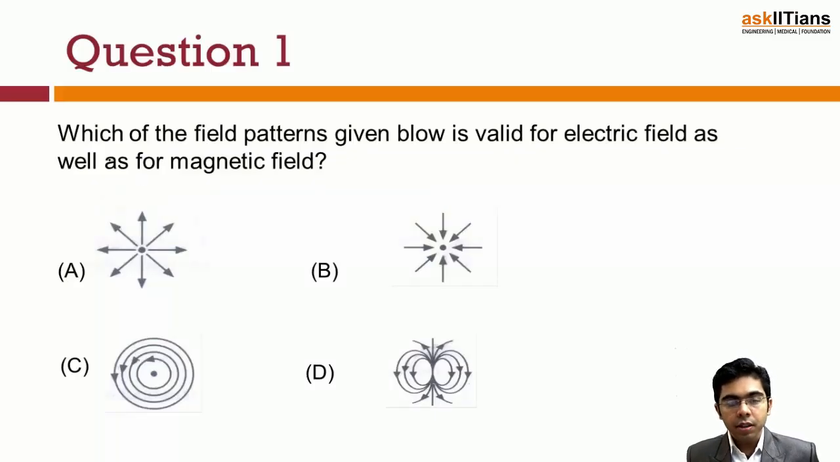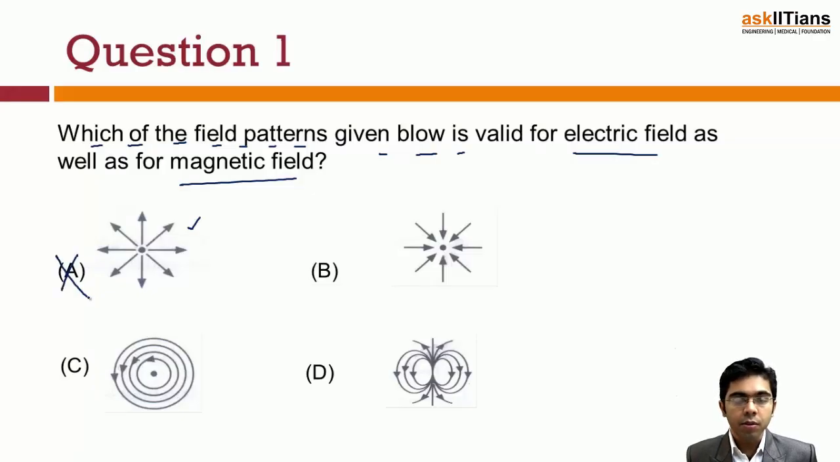The first question says, which of the field patterns given below is valid for the electric field as well as for the magnetic field? If you look at option A, this shows that we have a positive charge and the field going outside. So according to this, for the electric field this is valid, but for the magnetic field this is not valid. So we can neglect this option. And if you look at option B, this is again valid for the electric field, but not valid for the magnetic field, because magnetic field lines are closed curves. So option B is also incorrect.